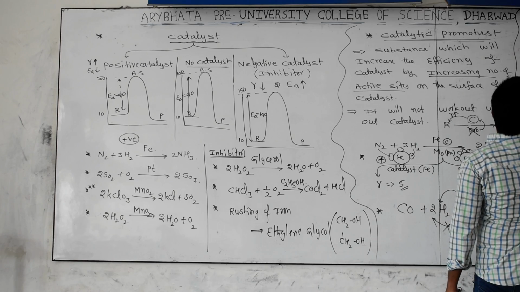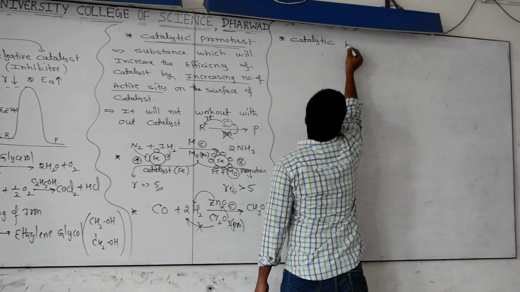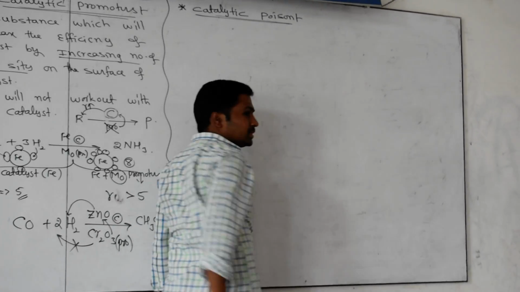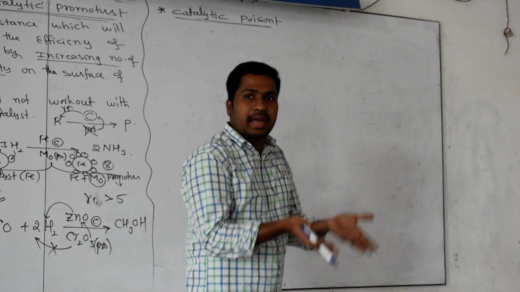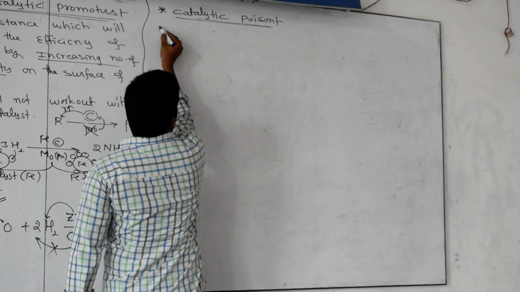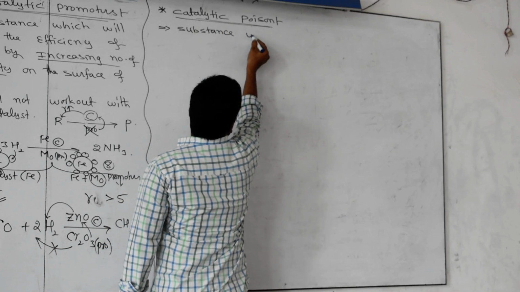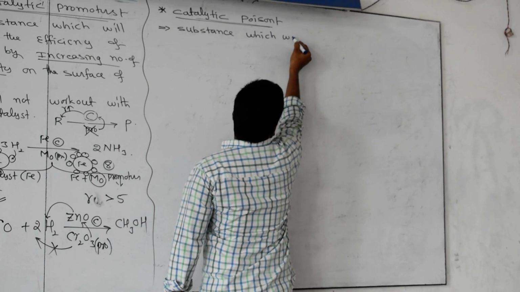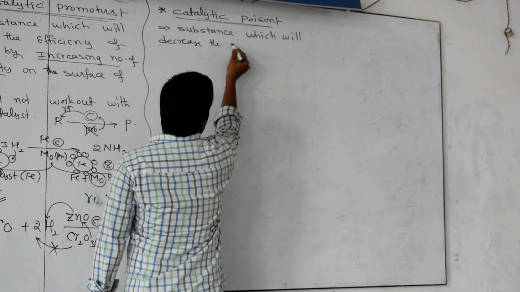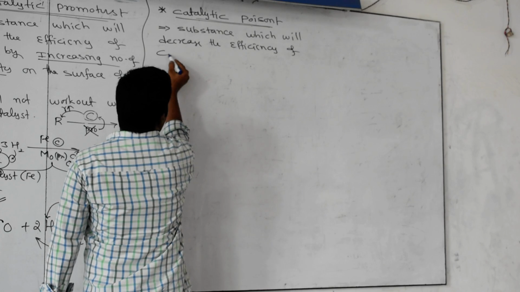We have to see one more important word, catalytic poison. I think you got some idea. Promoter means it will promote or activate; poison is a chemical substance which will decrease the efficiency of the catalyst.